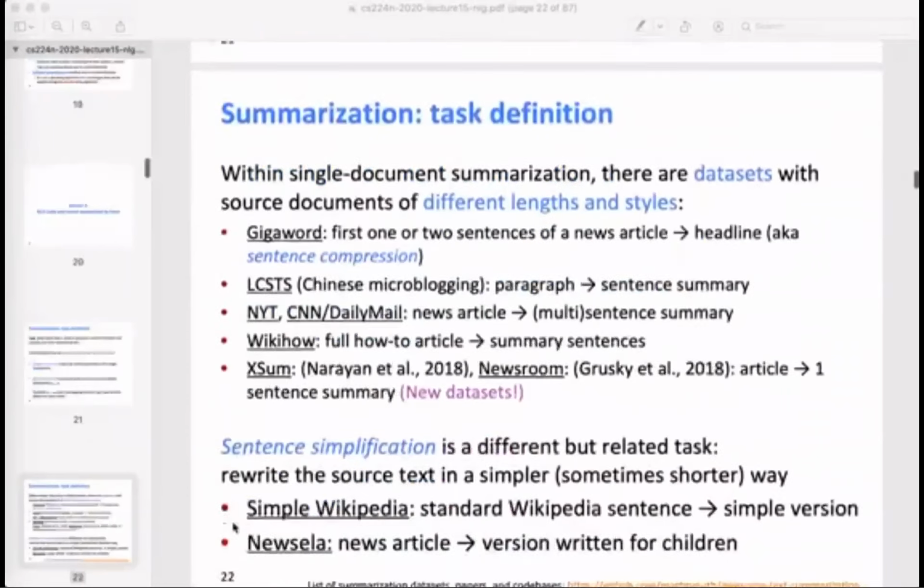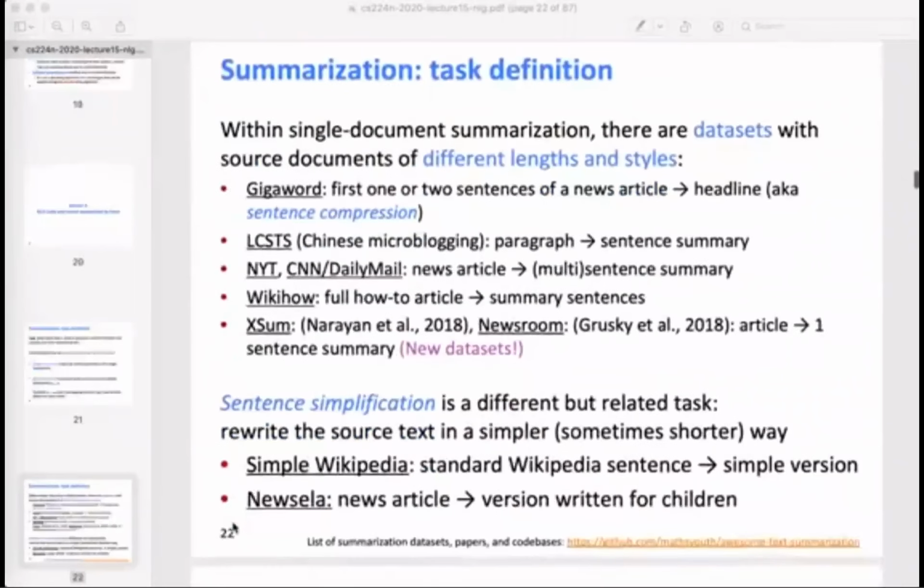So with single document summarization, let's look at some data sets. We have data sets with different source documents of different lengths and styles. We have this Gigaword data set, which contains a lot of the first one or two sentences of news articles. Basically, the task is to summarize those first two sentences into a headline. So basically, it's just sentence compression.